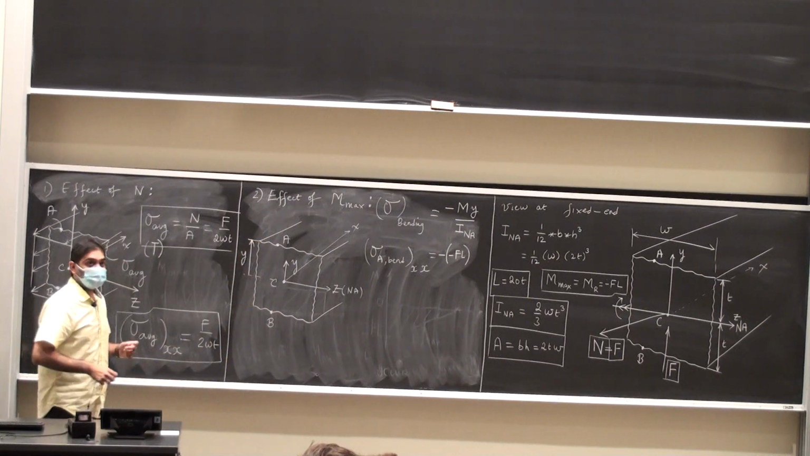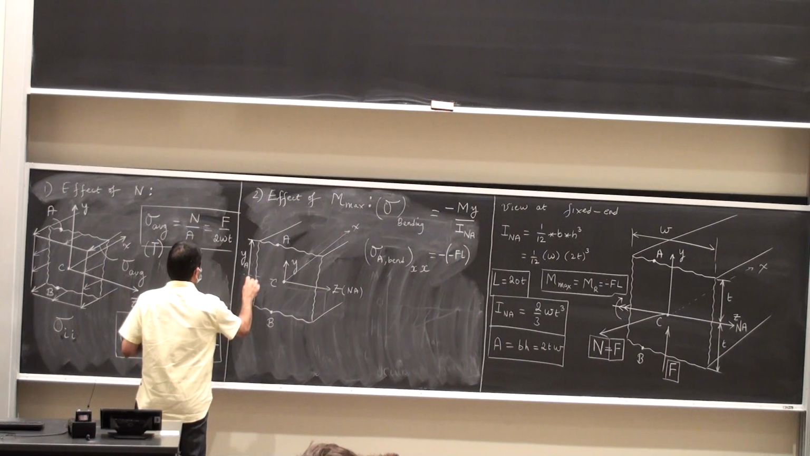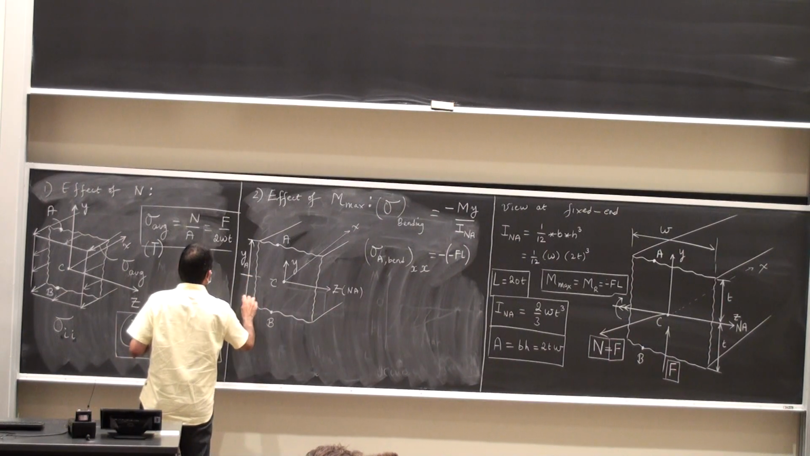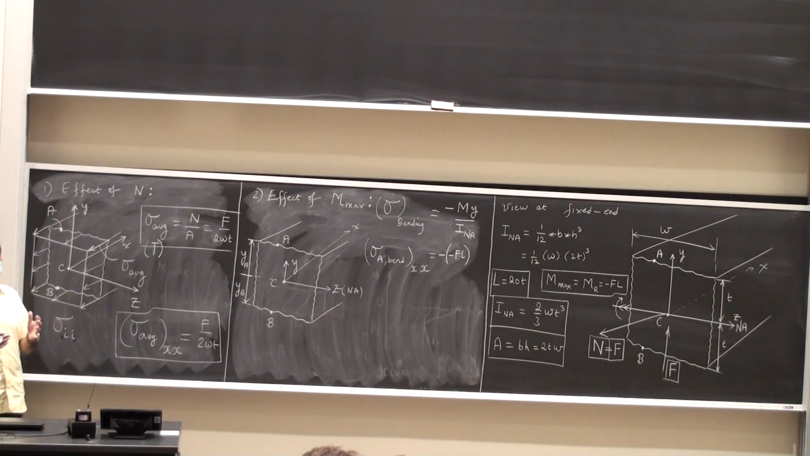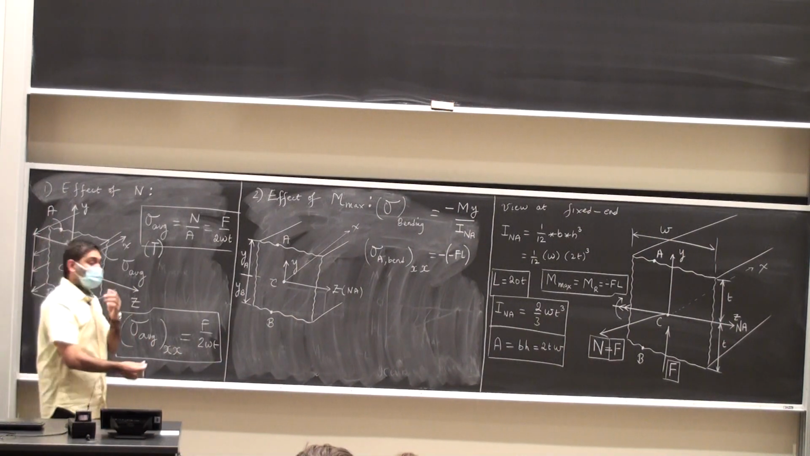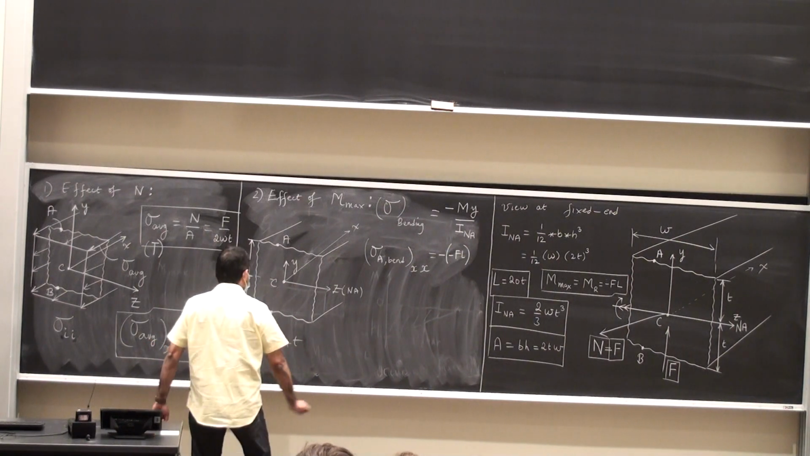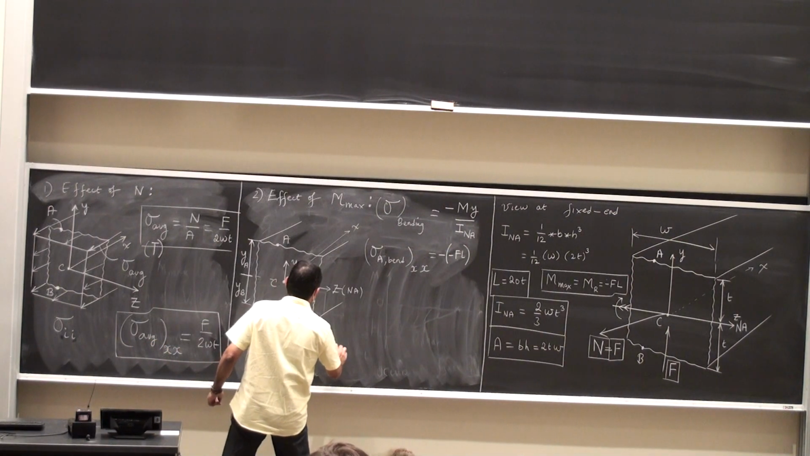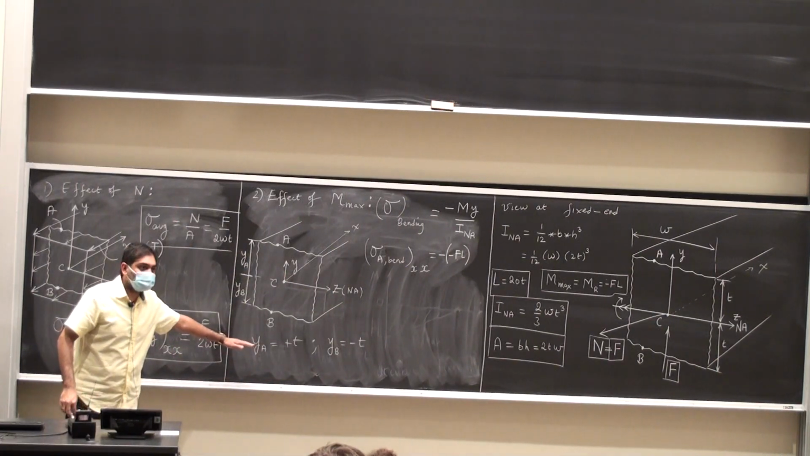This is Y for the point A. Y for the point B. Y for the point A is positive because I'm looking above the neutral axis. Plus T. Y for point B is minus T. Does this make sense to everybody?